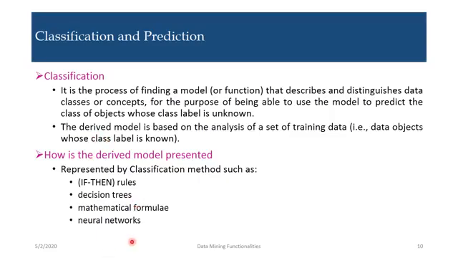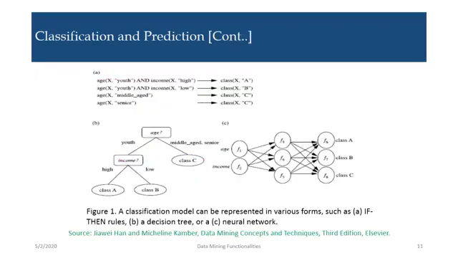Apart from that, we have other classifier models like SVM, K nearest neighbor classifier, Bayesian classification, rough set approach and genetic algorithm. There are several classifiers, which we will discuss in detail in chapter 6. This is the figure of what I have discussed about if-then rules, decision tree and neural network. You can see in figure A, it represents the if-then rules: if age = youth and income = high, then class = A.